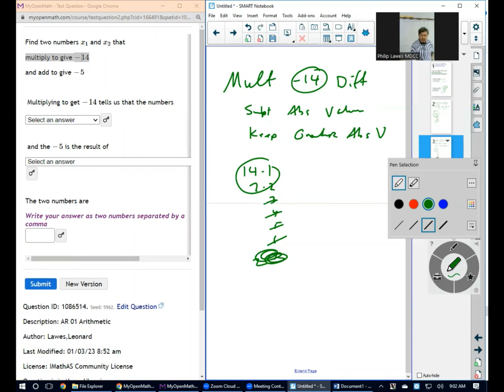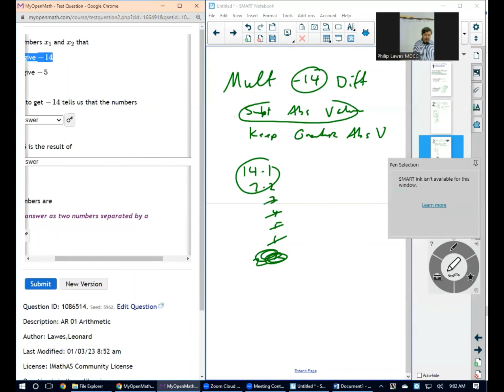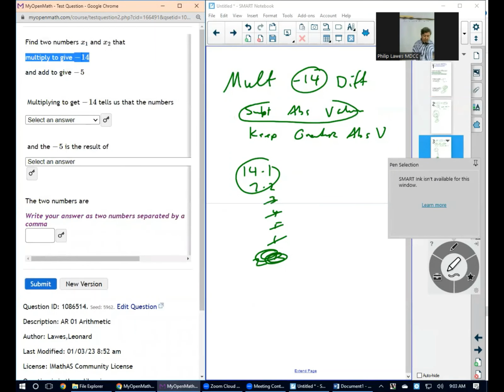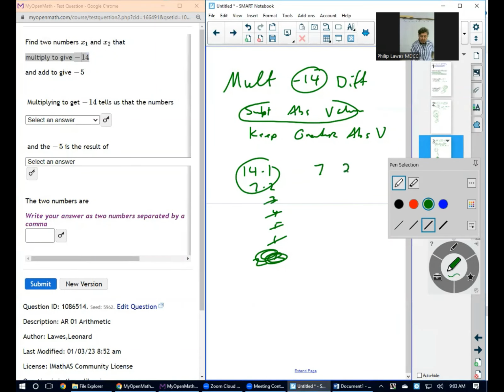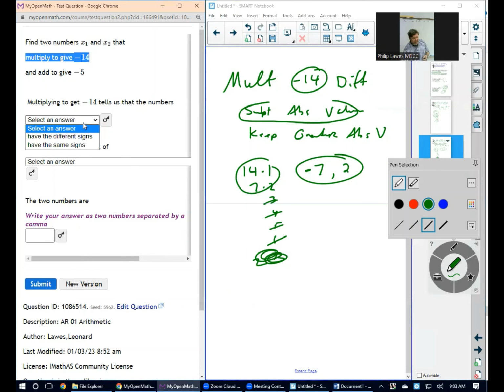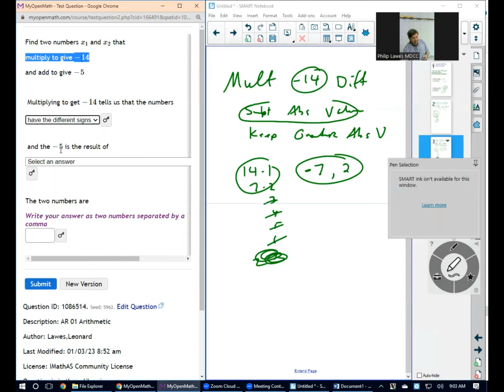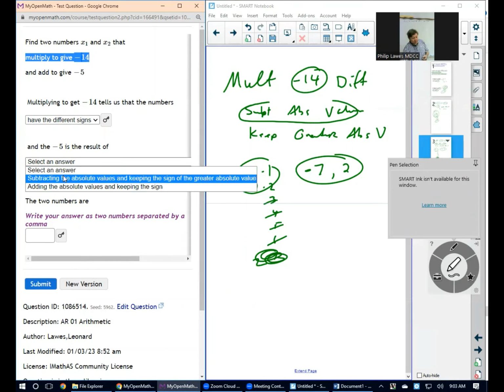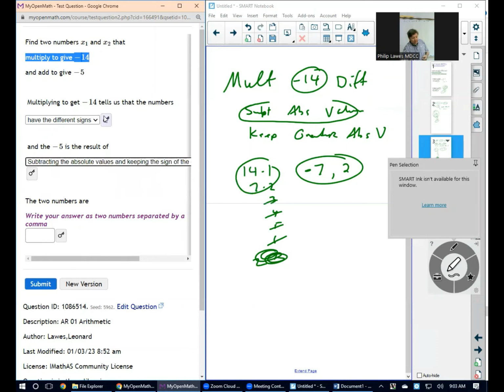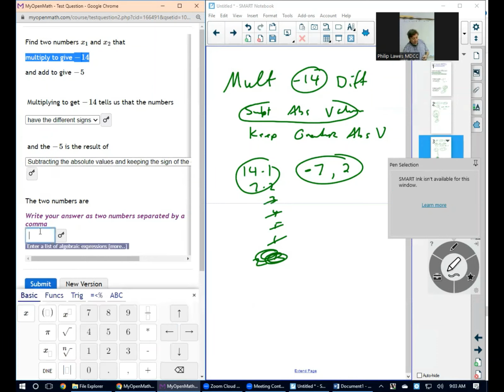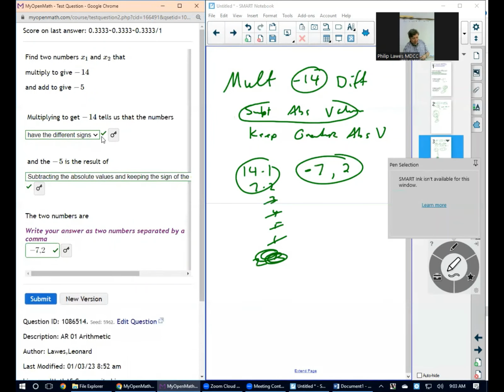Now, which one of those can I subtract to get a negative 5? Well, 7 and 2, if I make the 7 negative, because I have to have the greater sign. So because it's negative, they have different signs. And because they have different signs, we're going to subtract the absolute values. And to get a negative 5, the answers are negative 7 and 2. And you can see I have 3 check marks. Let's try one more version.